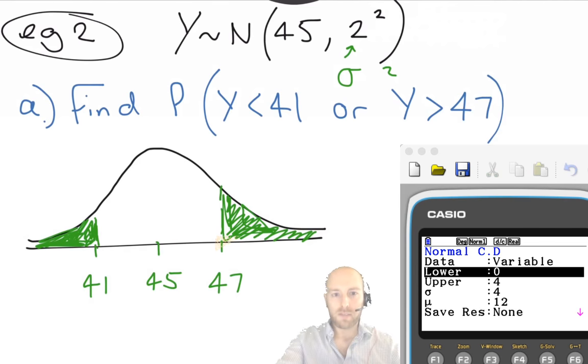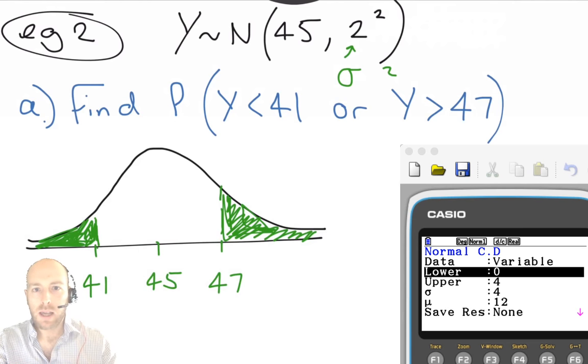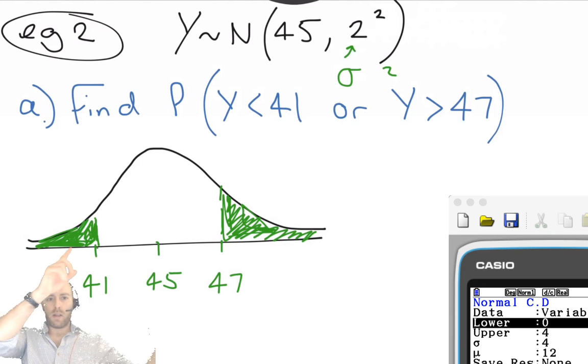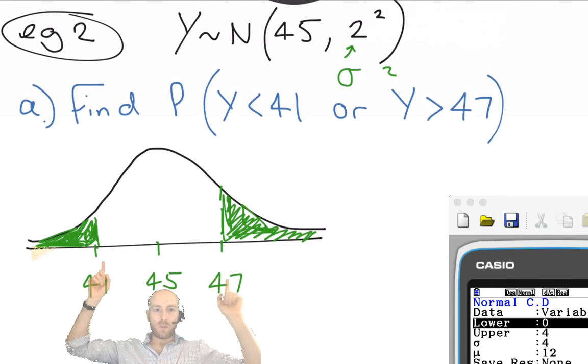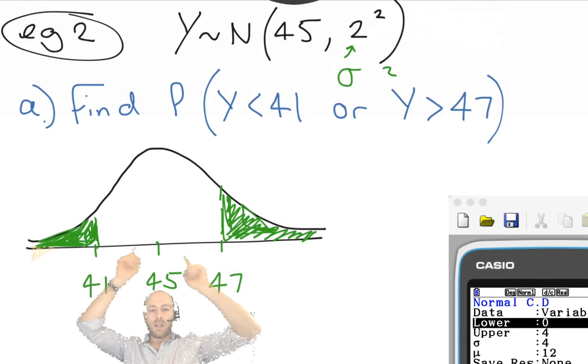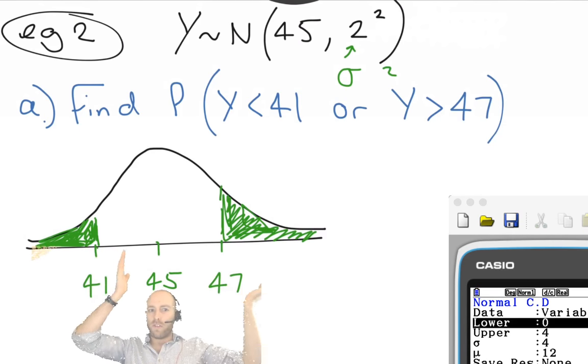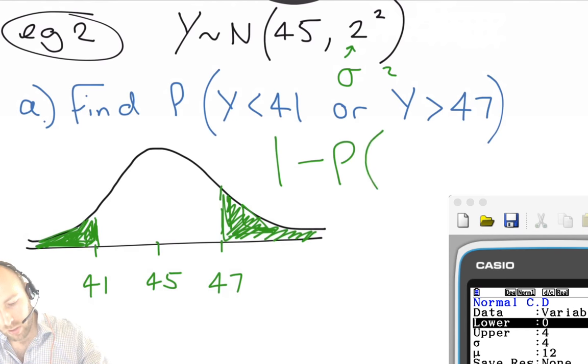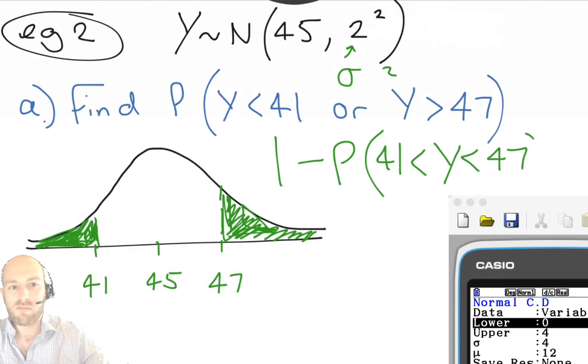What we can do to make things a little bit easier is we can work out the area in the middle. So if we work out this middle area, take it away from 1, which is the whole thing, we can find our two little edge bits. So if we do 1 minus the probability that y is greater than 41, less than 47, we can work it out.